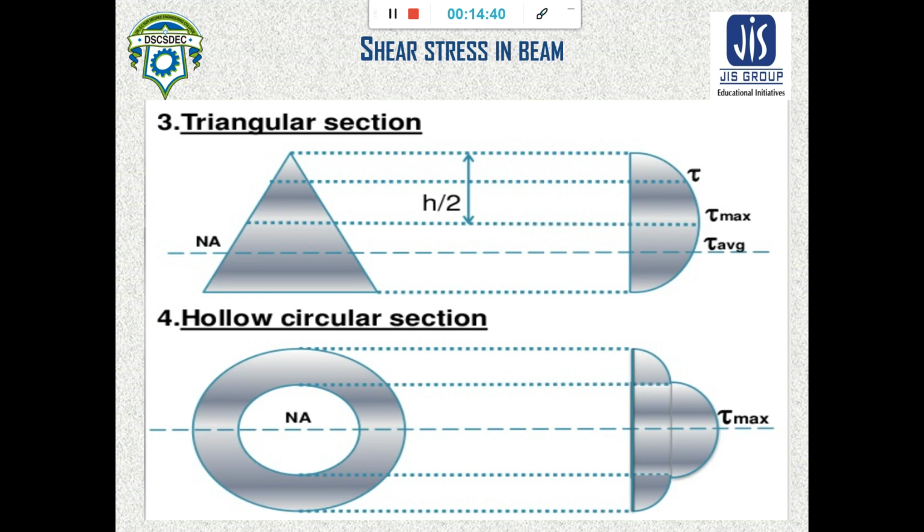Now in case of hollow circular section, what happens? The shear stress distribution looks like this. First, in this part the shear stress will have some value. Next, the maximum value will be at the neutral axis, and at that maximum shear stress point there will be no material, so the material is cut out from here. So this is for hollow section.